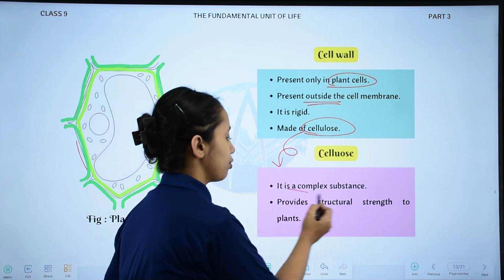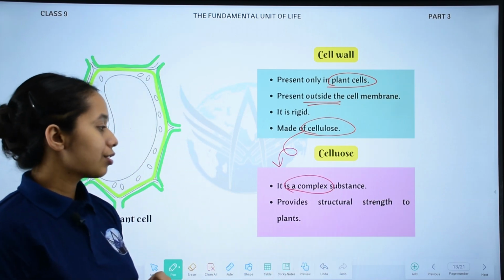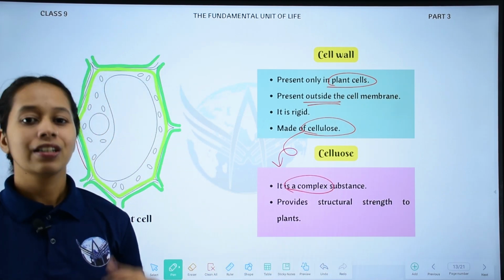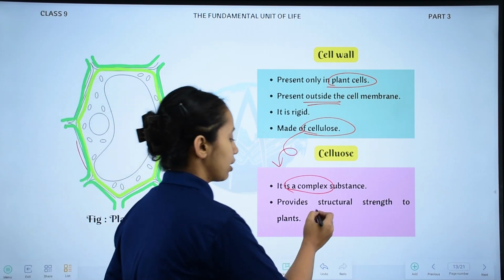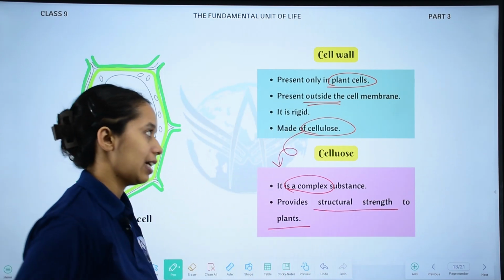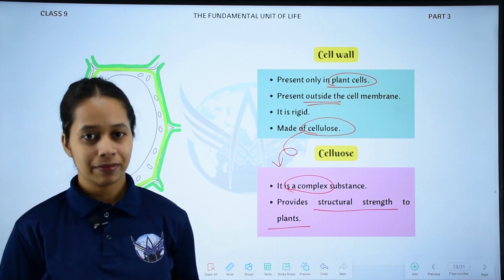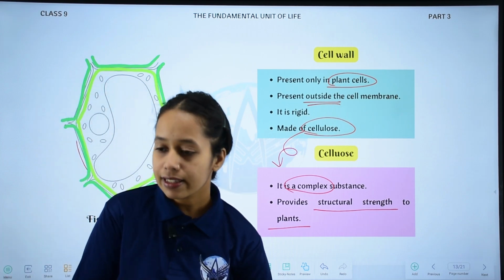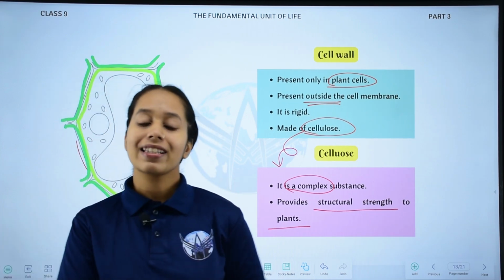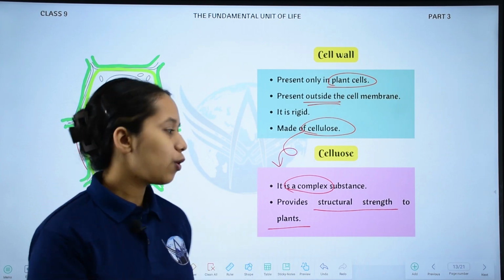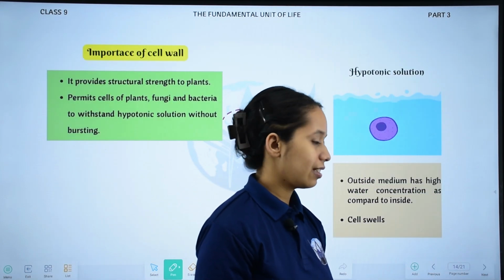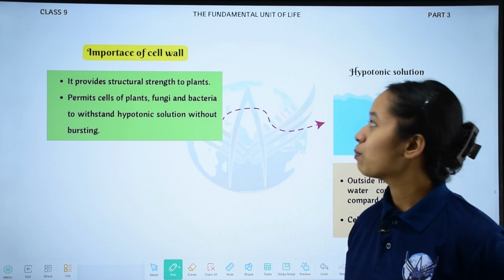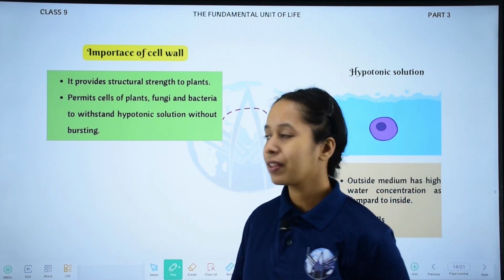So it is a complex structure and it provides structural strength to the plants. Okay. Now, why do plant cells need a cell wall? What is the importance of cell wall? Let us study that. So here we have the importance of cell wall.